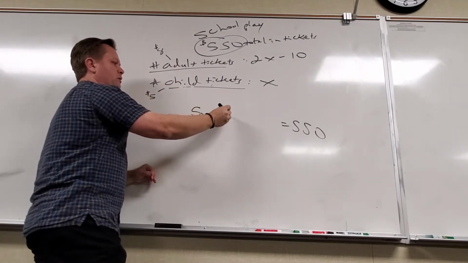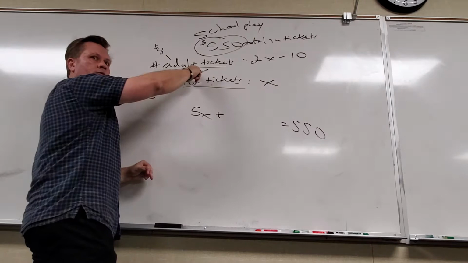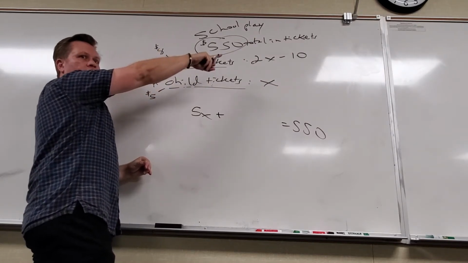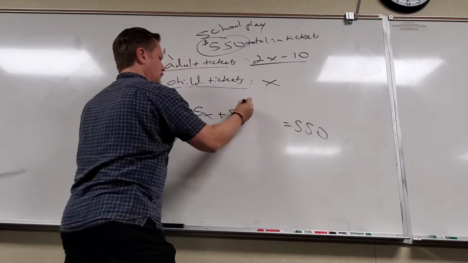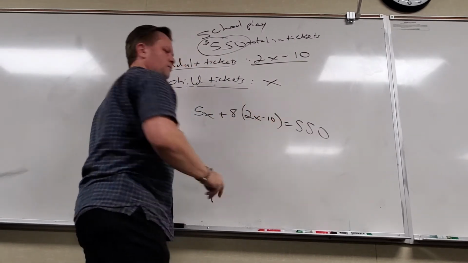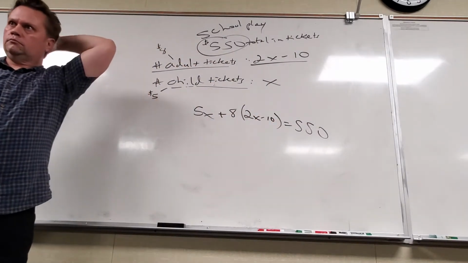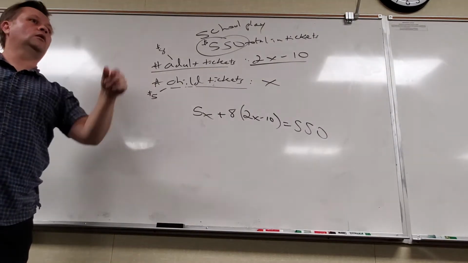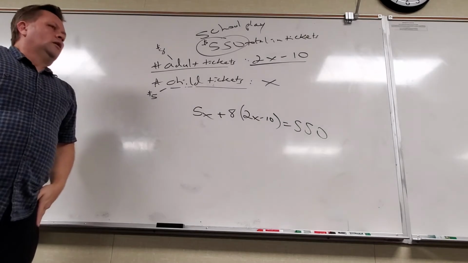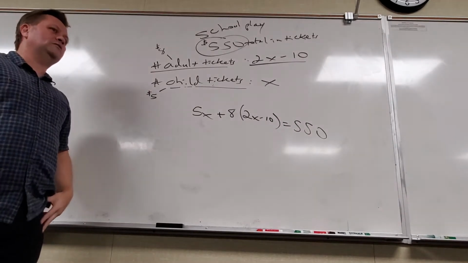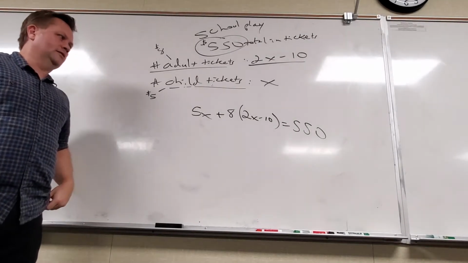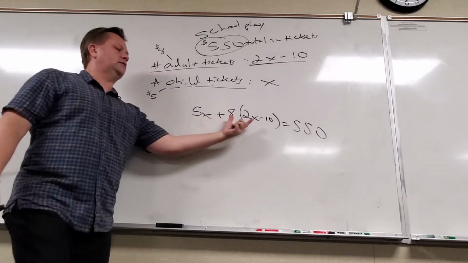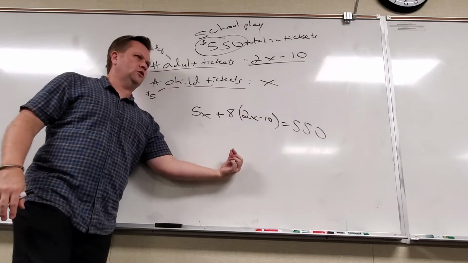And then how much money do I make from the adults? 8 for each one, and how many did I have? 2x minus 10. So it's 8 for each one of these. It makes sense. You can go straight to 16x. As long as you got the right stuff in there, yeah, 8 times 2, so 16x. It's best to write it down for yourself before you try to start going further.